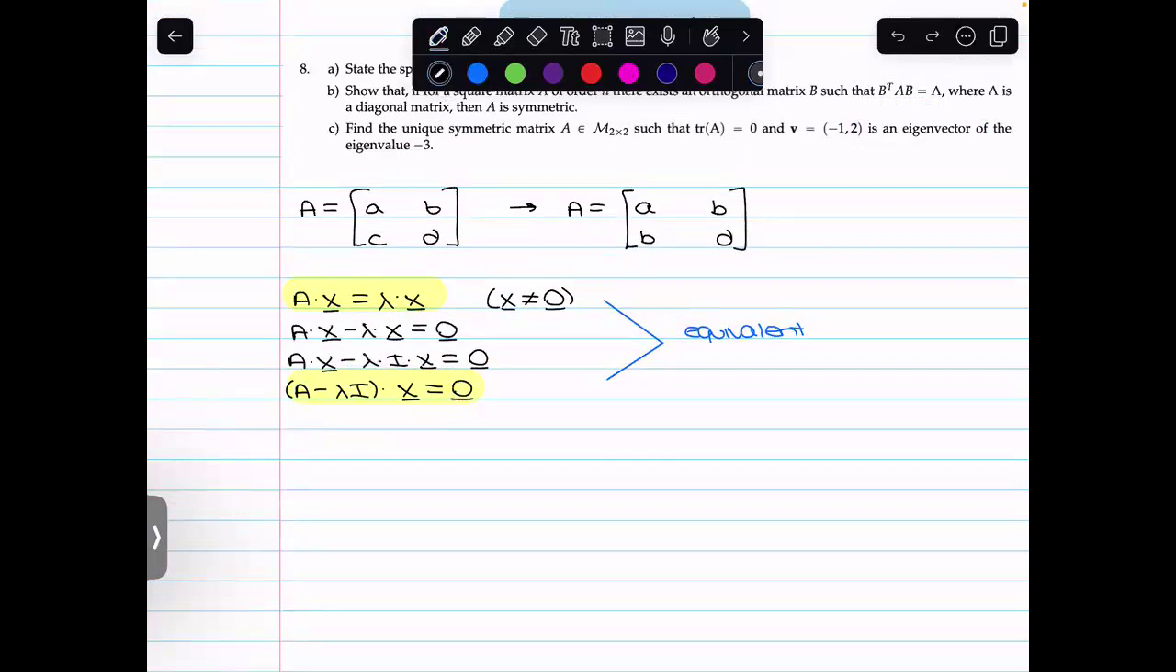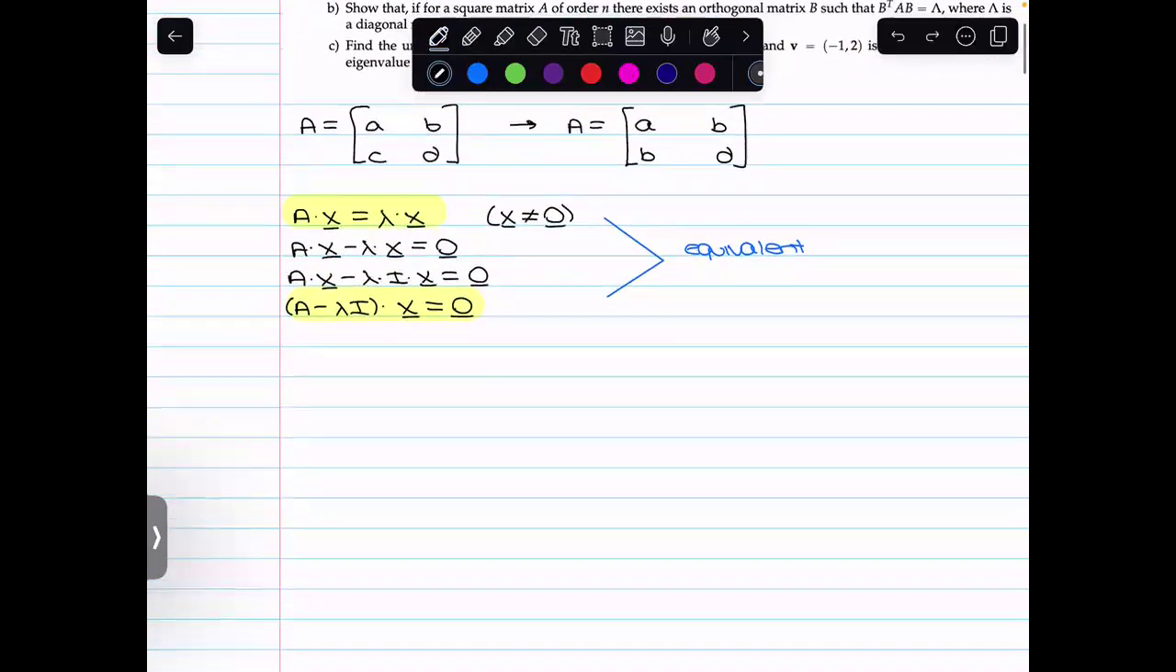And the other thing that we have is that, of course, to find the eigenvalues, the rule is that the determinant of this must be equal to 0. So this comes up pretty much all the time.